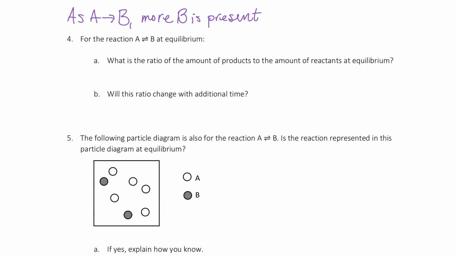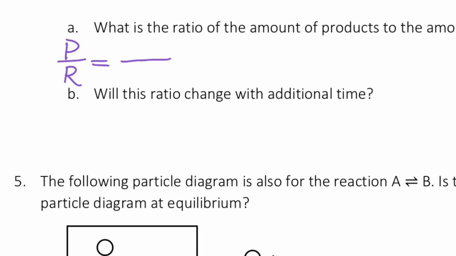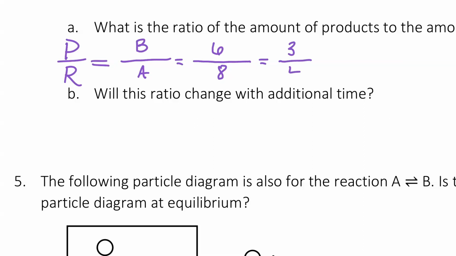Okay. For question number 4, we're going to write a ratio of the amount of products to the amount of reactants. So we want products over reactants, which for us is going to be B over A. So I just want total number of particles. So at equilibrium, how many B particles do we have? 6. And we have 8 A particles. So let's reduce this and make this 3 over 4.